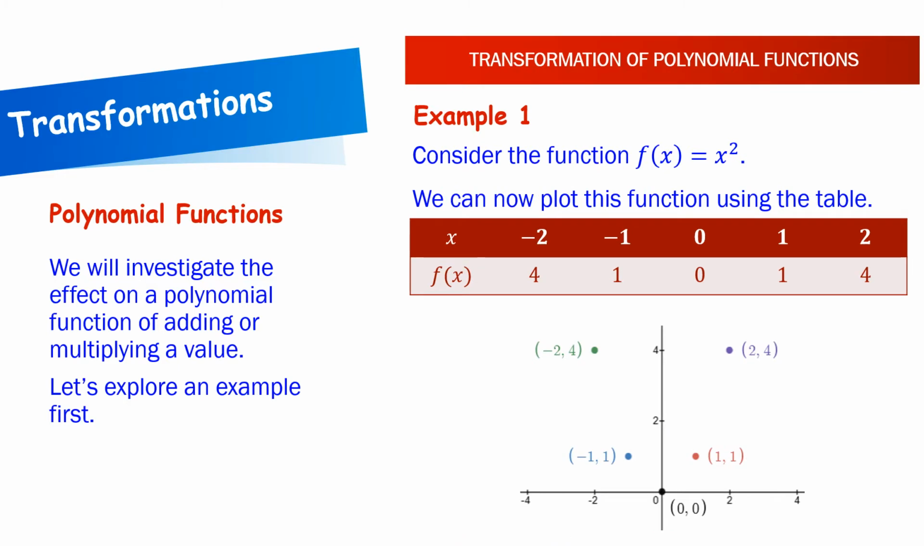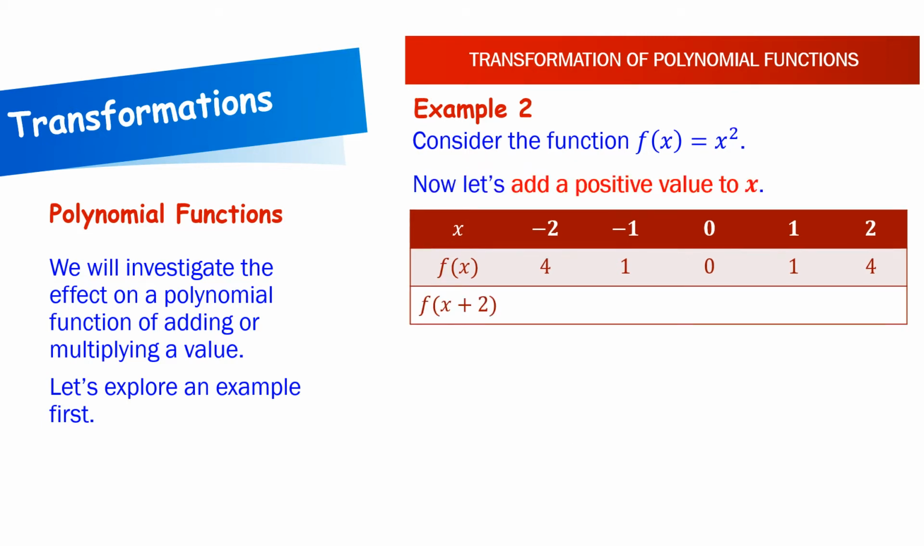We can now plot this function using the table. -2, 4 is here, -1, 1 is here, 0, 0 is here, 1, 1 is here, and finally 2, 4 is here. We can join these points to sketch our function. Now let's add a positive value to x. Let's consider f of x plus 2.